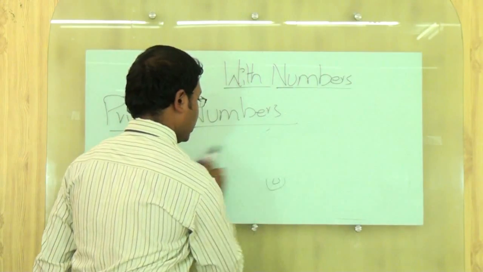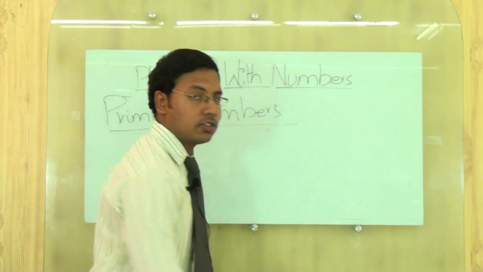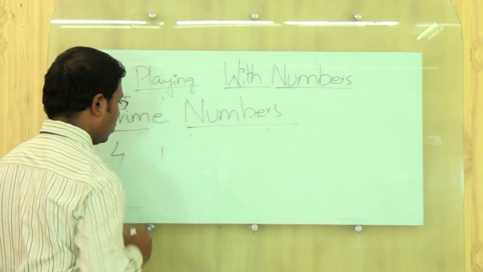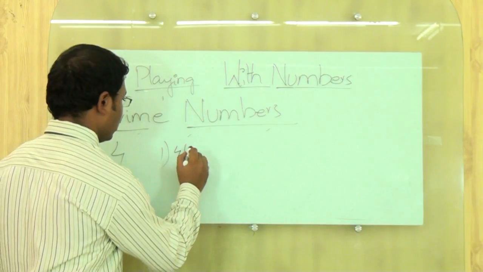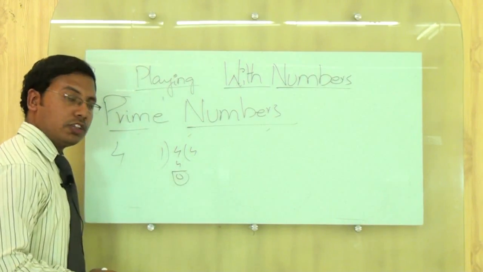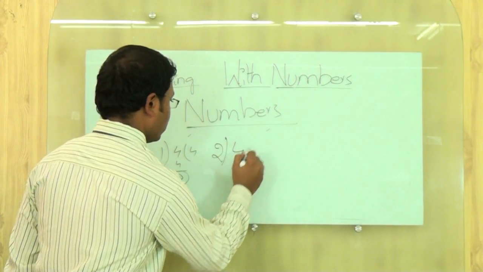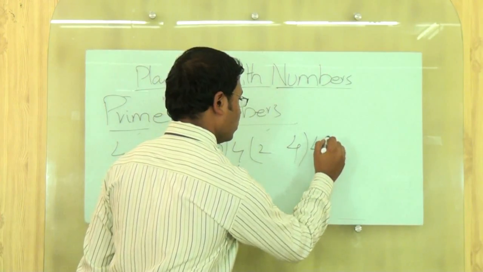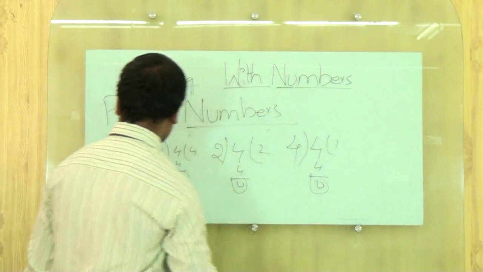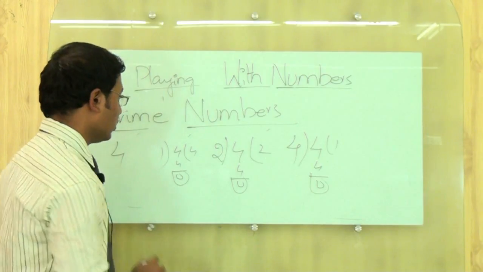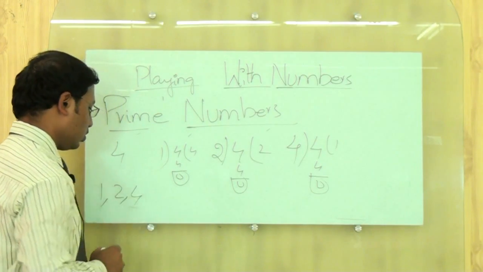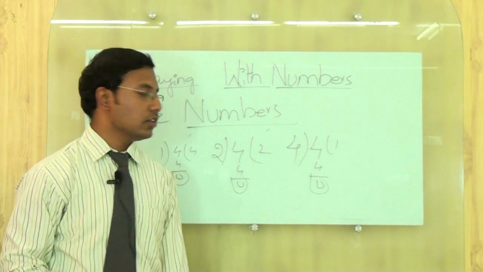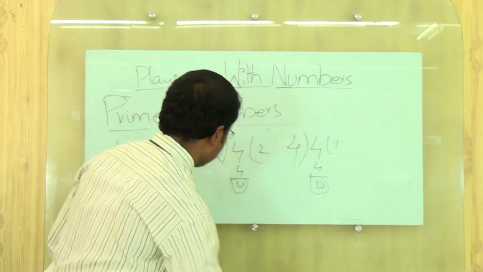A prime number should satisfy the condition that it has exactly 2 factors. Suppose you take 4. The number 4 is divisible by 1, that is 1 four is 4, and 4 is also divisible by 2, that is 2 twos are 4, and 4 is also divisible by 4, that is 4 ones are 4 and remainder is 0. Since the number 4 has 3 factors, that is 1, 2, 4, it is not called a prime number. A prime number should have exactly 2 factors. Then it is called a prime number.